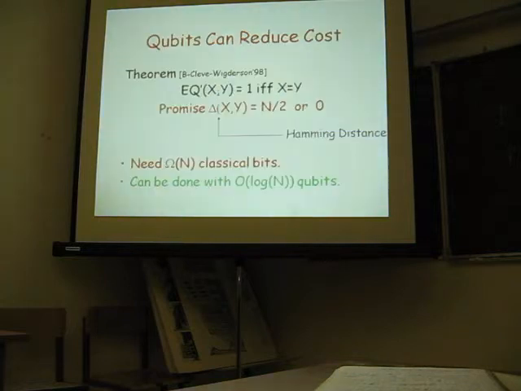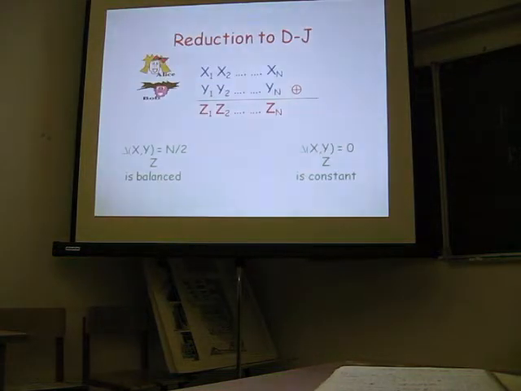First, let me show you how the quantum protocol works, and then let me tell you why a classical protocol requires many bits. So the reduction is of course to the Deutsch-Jozsa algorithm, which I've shown to you. And observe the following thing.